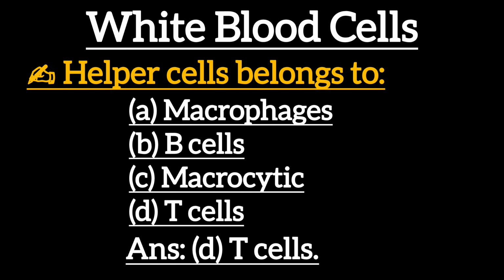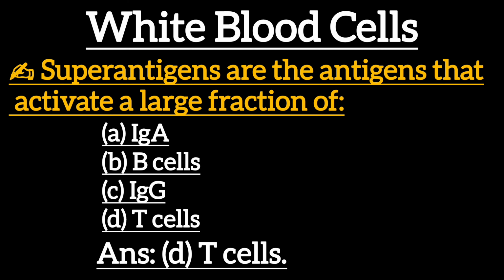Next one is helper cells belong to option A, macrophages. Option B, B cells. Option C, monocytes. Option D, T cells. Correct answer is option D, T cells. Next one is superantigens are antigens that activate a large fraction of option A, immunoglobulin A. Option B, B cells. Option C, immunoglobulin G. Option D, T cells. Correct answer is option D, T cells.